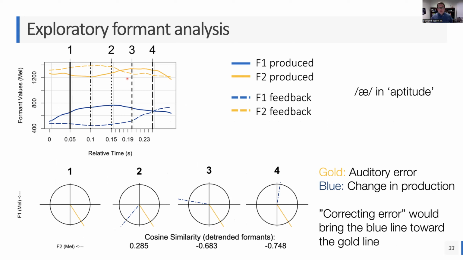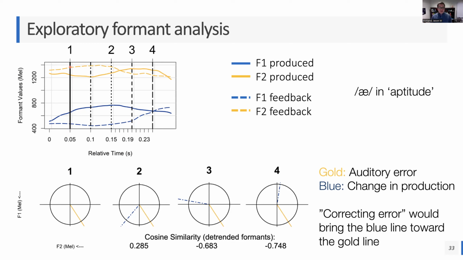So this is actual data, from a single vowel production of the 'a' in the word 'aptitude'. The solid lines are the F1 and the F2 that were produced. And the dashed lines are the feedback that they're hearing simultaneously with what they're producing. And this was a 250 millisecond delay in this case. So if you think about what they're hearing early in the vowel, for example, the F2 that they hear is higher than the F2 they're producing. So you could think of that as an auditory error or a discrepancy.